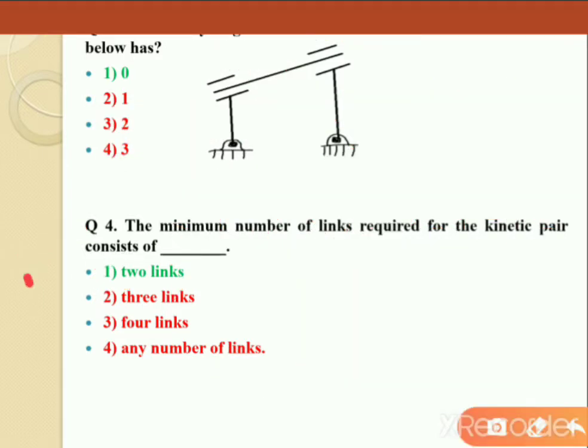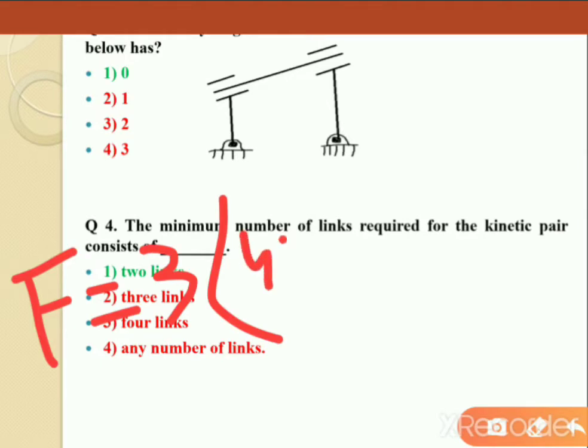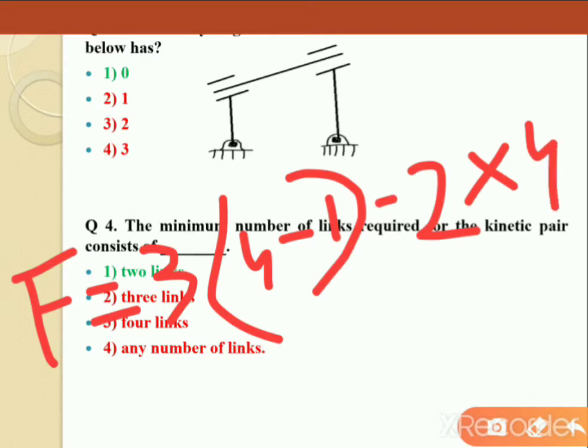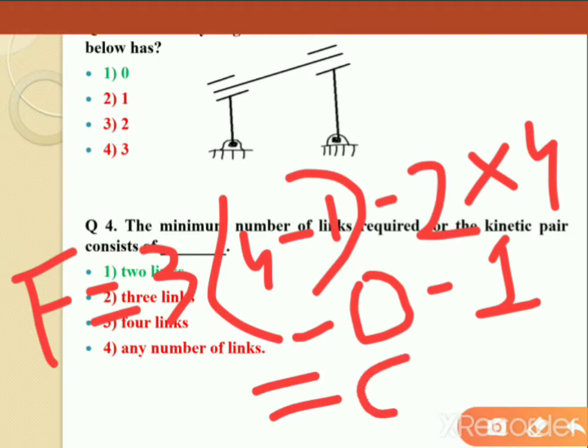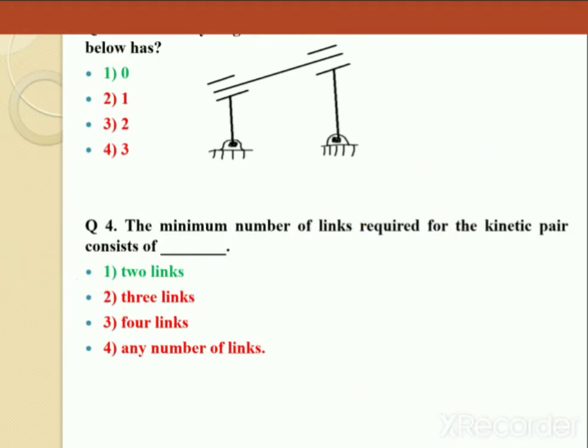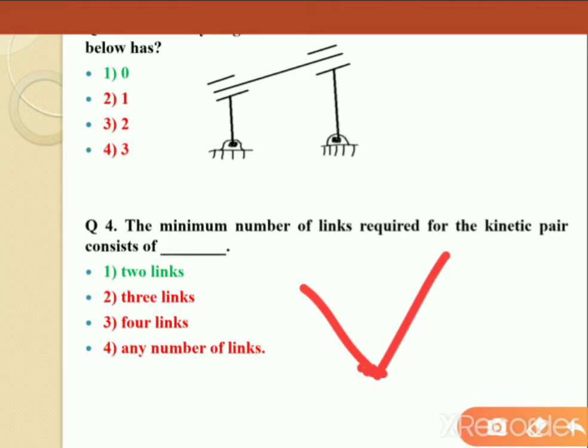Finally we get F equals 3 times (4 minus 1) minus 2 times J, that is 4, minus H, which is 0 since the number of higher pairs is 0, minus FR, which is 1 since the undesirable motion is 1. Ultimately we get the value 0. So option 1 is the correct answer. Let's come to question 4. The minimum number of links required for a kinematic pair consists of 2. You can see it's one kinematic pair.